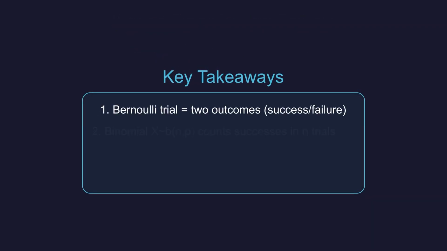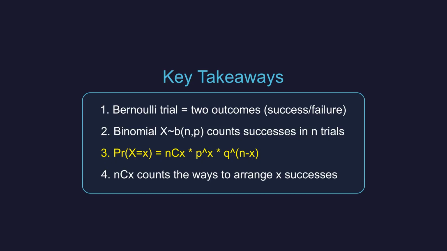Let's recap. A Bernoulli trial has 2 outcomes, success or failure. A binomial random variable counts the successes in n independent trials. The probability formula uses the binomial coefficient to count arrangements, then multiplies by the probability of each specific outcome pattern.